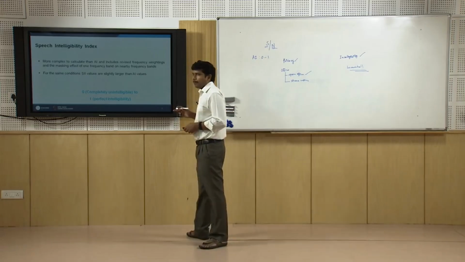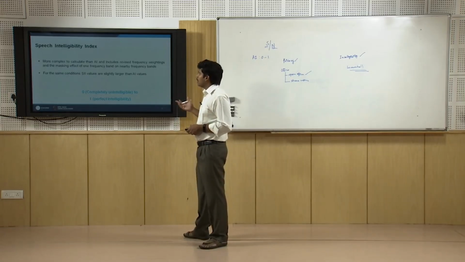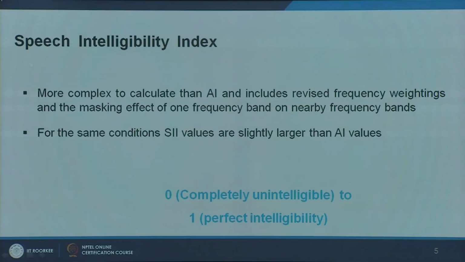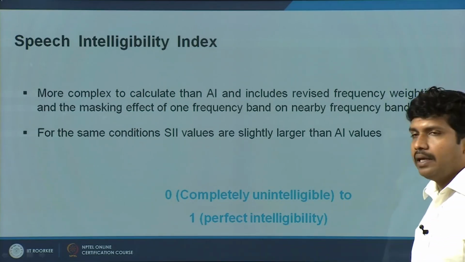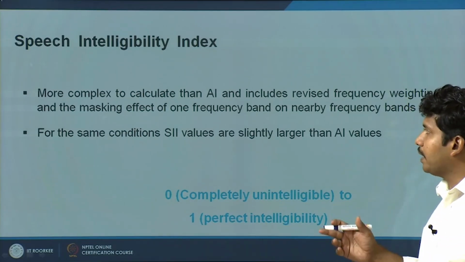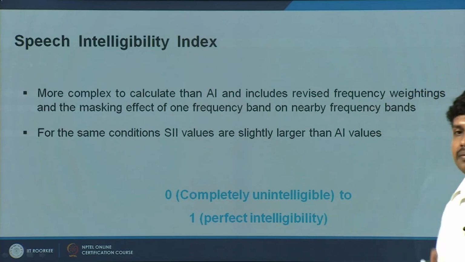Speech intelligibility is more or less similar to the articulation index, but it has a revised frequency weighting, and it also includes the effect of one frequency band masking another frequency.